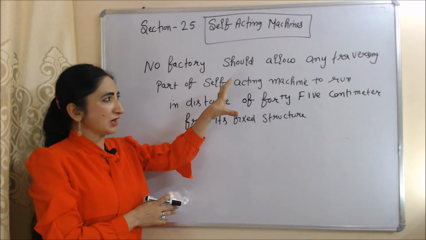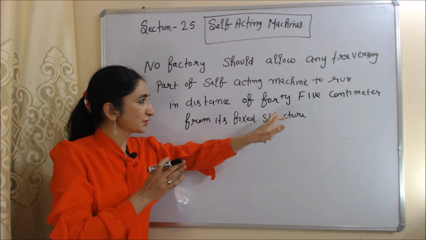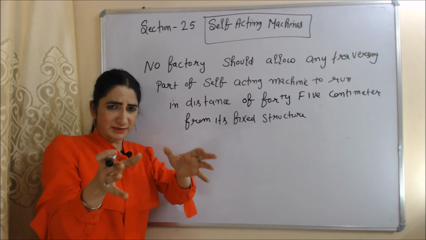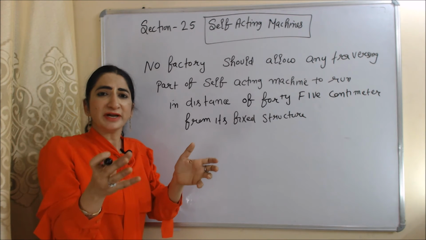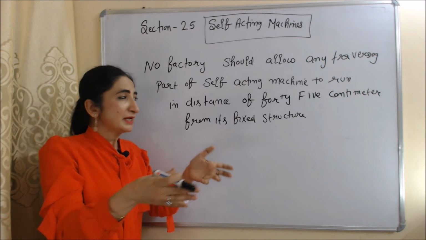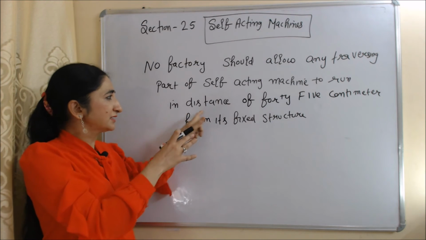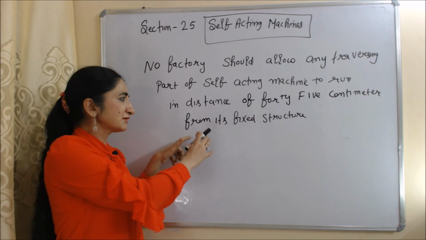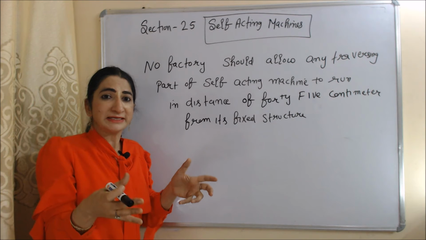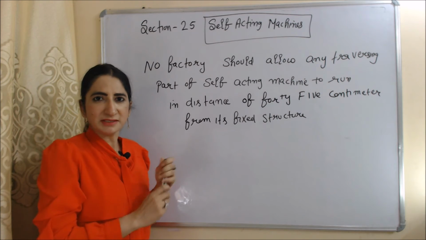No factory should allow any traversing part of a self-acting machine to run within a distance of 45 centimeters from its fixed structure. As you know, every machine has a certain fixed structure, and self-acting machines are those designed to activate or move by themselves. According to this section, the traversing part of a self-acting machine should run at a distance of 45 centimeters from its fixed structure, because if the parts are moving anywhere, it is possible that they injure someone. That's why, in order to protect workers, the government prescribes this limit.